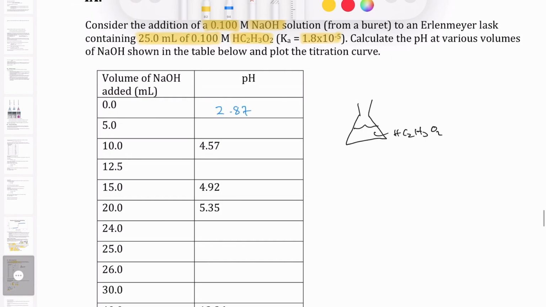Now, what about when I add 5 milliliter of NaOH? Slightly different now because if you start adding, now there's going to be a couple of species present. First is still the weak acid, but then I also have NaOH, which I know is a strong base, so it's just going to break apart into Na plus and OH minus. So what I have in my solution is my weak acid, Na plus, and OH minus.